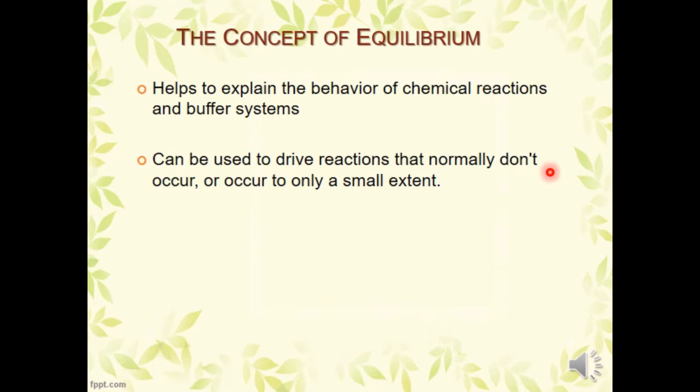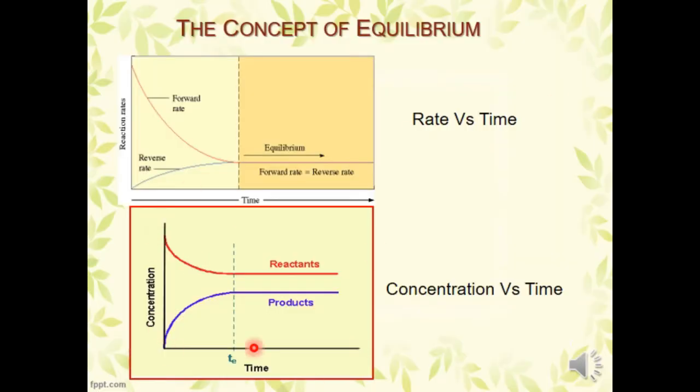If you see this plot here, let's look at this second plot first. Concentration versus time. As the reaction proceeds, the reactant concentration decreases, and at the same time product will form, so the concentration of product will increase, until at one point in time the concentrations of reactant and product remain constant. This is where it reaches equilibrium.